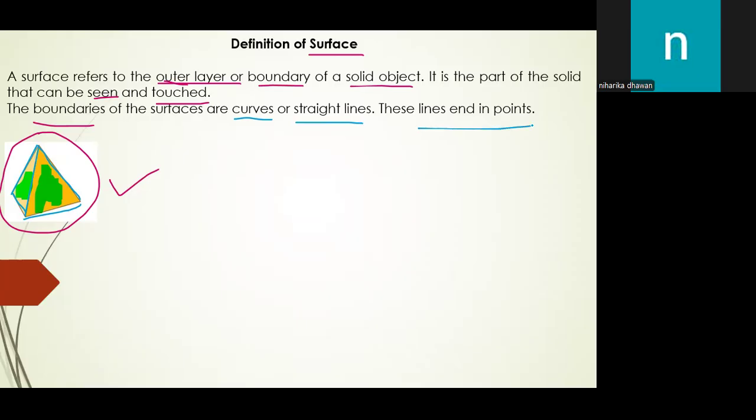These lines end in points. How? As we can see, these blue lines are ending at some points. These points.